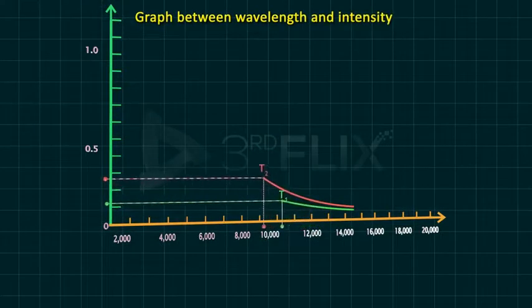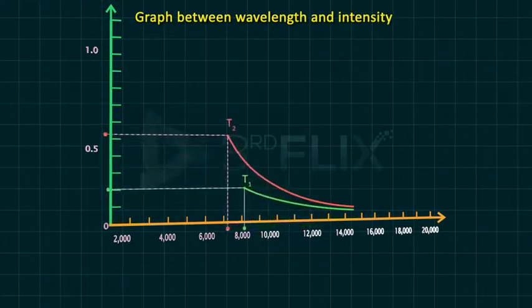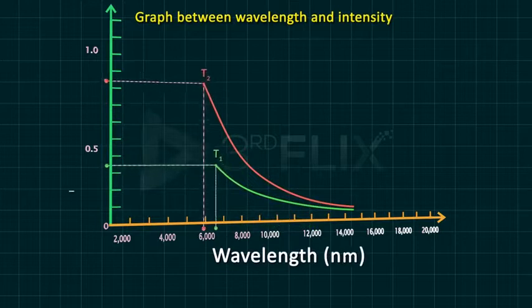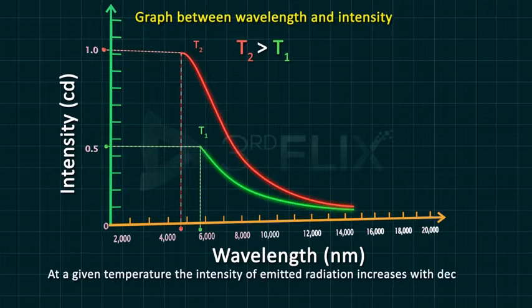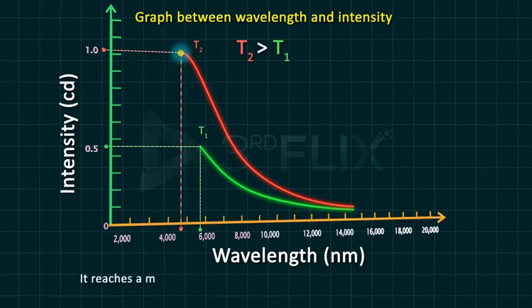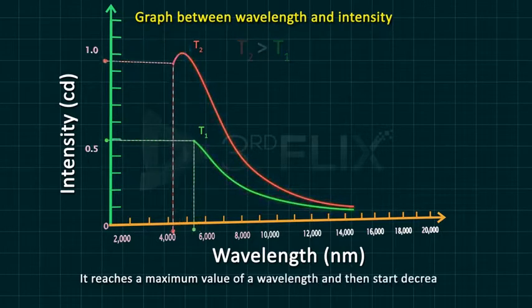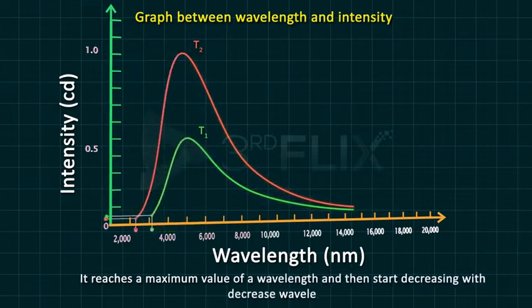Now, let's take a closer look at the graph plotted between the wavelength and intensity of the emitted radiation. The graph clearly shows that at a given temperature, the intensity of emitted radiation increases with decrease in wavelength. The intensity reaches a maximum value at a particular wavelength and then starts decreasing with decrease in wavelength.